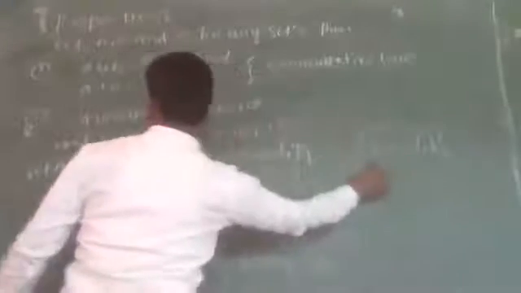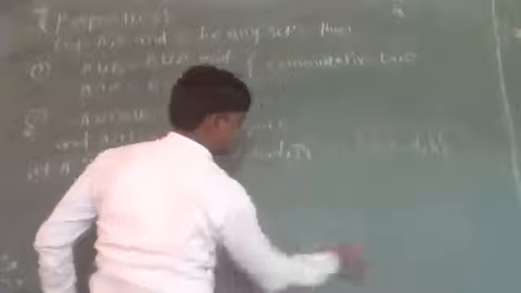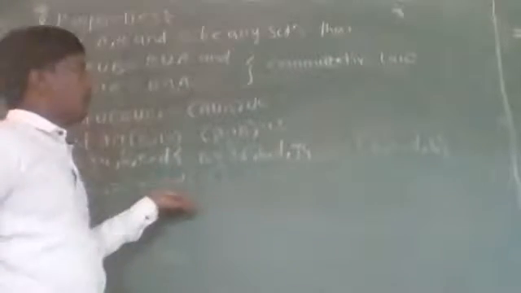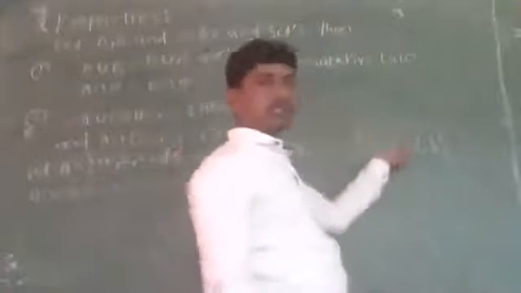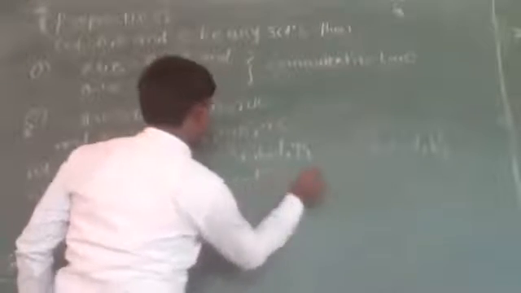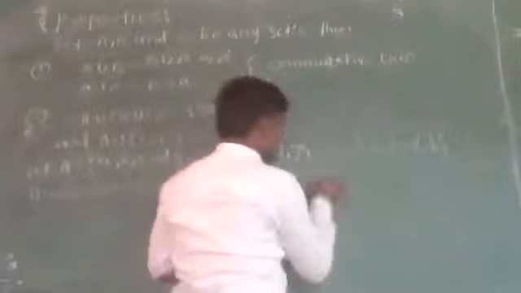Now we have to check whether the intersection is also true or not. A intersection (B intersection C) equal to A, which is A, B, C, D, intersection. Now only B and D are common in both the sets. Therefore, B intersection C is B, D. Now again, B and D are common in both the sets. Therefore, the intersection is B, D.